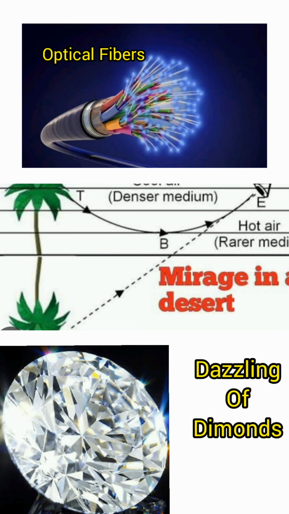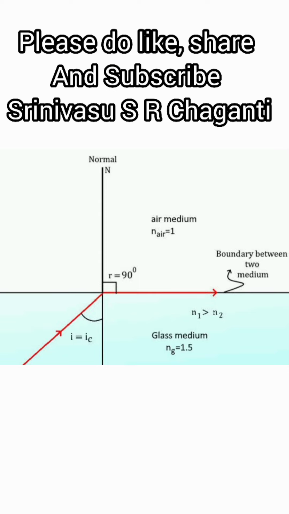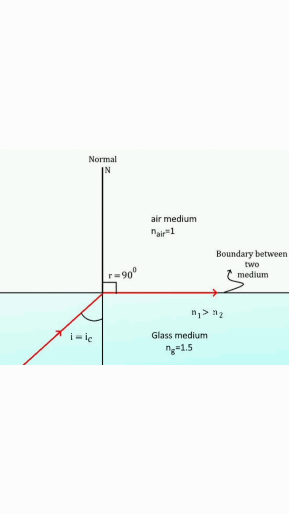Formation of mirages, working of optical fibers and dazzling of diamonds are 3 more important applications which exploit the best use of ray optics. How can we understand the above mentioned observable phenomena? Let's go through the above applications.